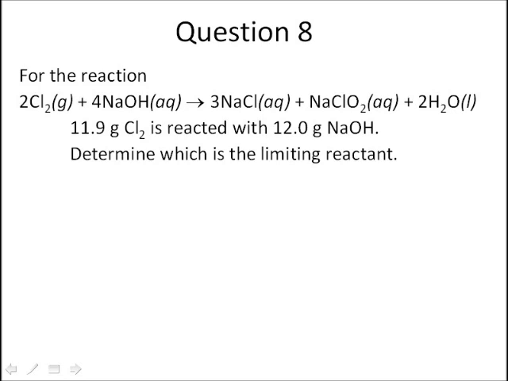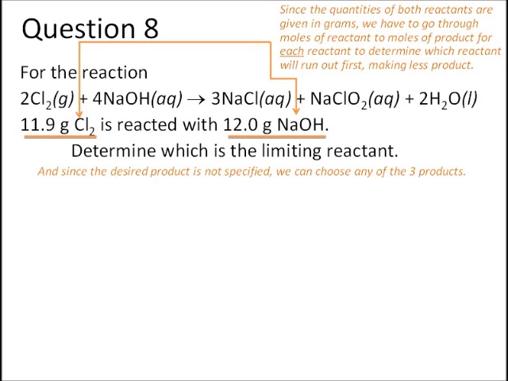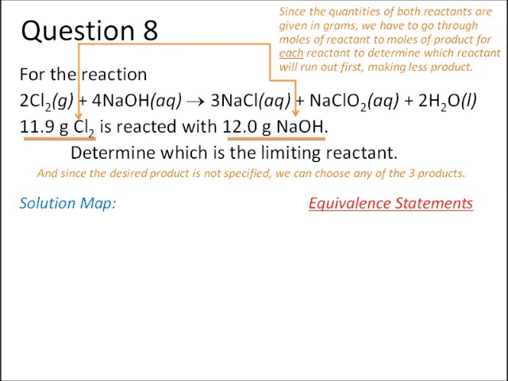In this next example, we're starting with a certain quantity of chlorine gas and a certain quantity of sodium hydroxide. Again, since the quantities of two reactants are given, we're going to have two starting points to determine which is the limiting reactant. Since no desired product is specified, we can choose anything in the product side, either sodium chloride, sodium chlorite, or water.